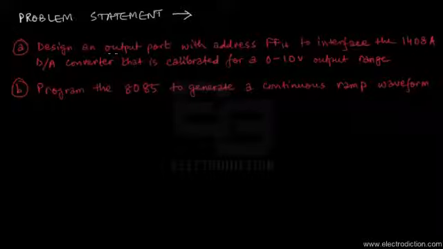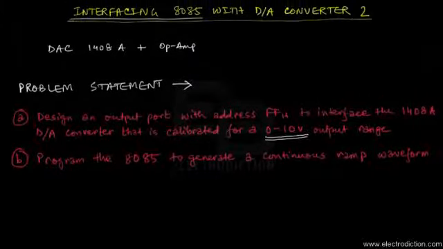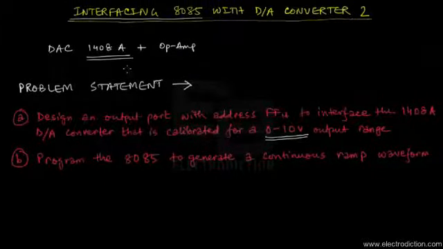Part A says to design an output port with the address FFH to interface the 1408A DA converter, calibrated for an output voltage range of 0 to 10 volts. We need to keep this in mind. We know that this 1408 DA converter chip doesn't have any kind of enable or disable pins on itself, as we just saw in the previous tutorial. So we need to configure a circuitry, a hardware, so that we can enable or disable its inputs. We will come to that later.